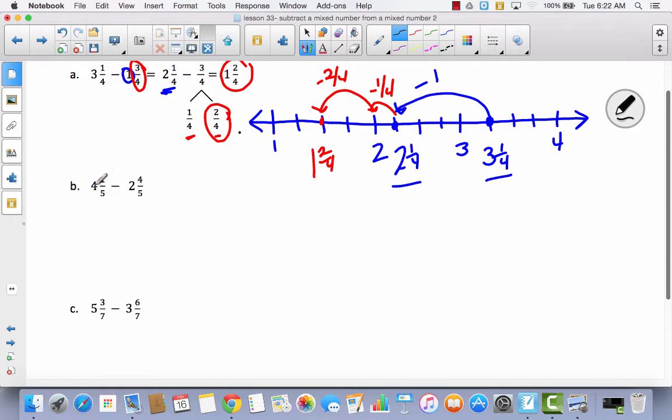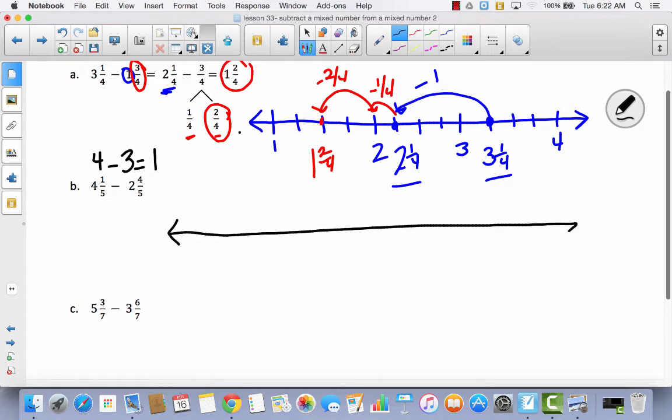So if I think of 4 and 1/5, and you don't have to write this, but I'm going to write it just so you can kind of see my thinking. I have 4 and 1/5, that's about 4. And I've got 2 and 4/5, which is about 3. So I know my answer is going to be close to 1. So that tells me that when I draw my number line, I have to at least start with 1, and I've got to go all the way to 5. If I don't, my number line's not going to be big enough. So I'm going to go from 1 to 5.